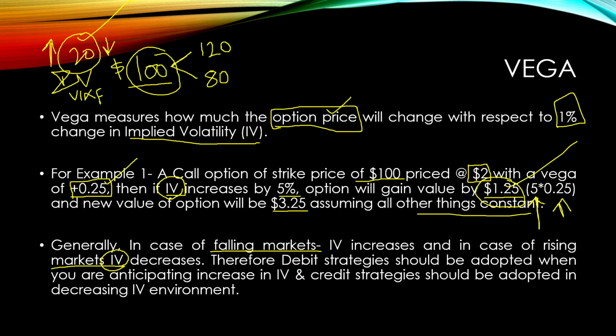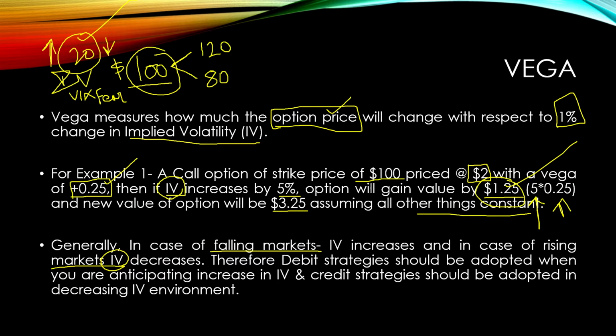So remember, when the fear increases in the market, when the markets are falling, when the market falls, VIX rises. That means IV rises. Reverse is the case when the market starts to rise. When the market rises, the fear subsides and the IV starts decreasing.